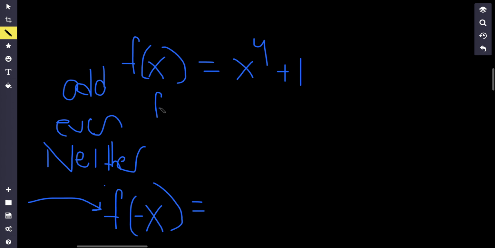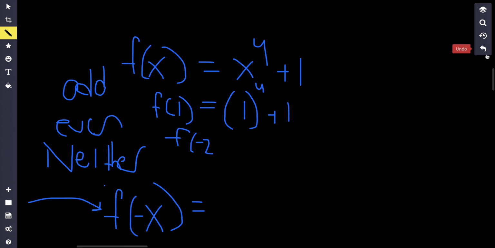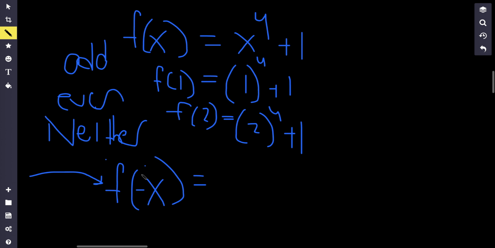Now we know that f of 1, what is f of 1? Well, everywhere we see x, we replace it with 1. F of 2, everywhere we see x, we replace it with a 2. So f of negative x, everywhere we see x, replace it with a negative x. So we have negative x to the fourth power plus 1.